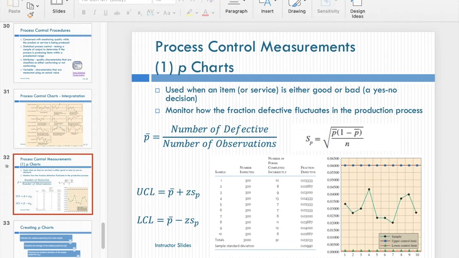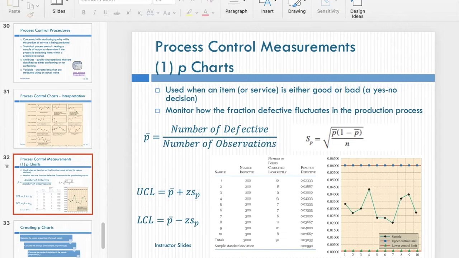But normally, what is the upper control limit and what is the lower control limit? Here we give you the equation for it. The upper control limit equals P bar plus Z times SP. The lower control limit equals P bar minus Z times SP. This is actually very simple. Let me give you the illustration.